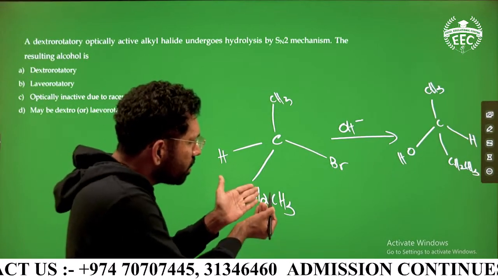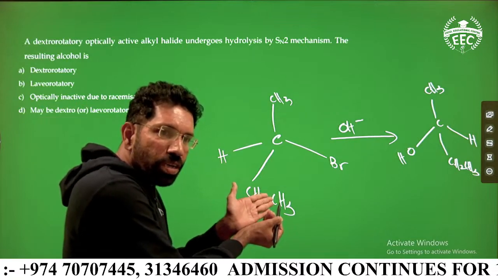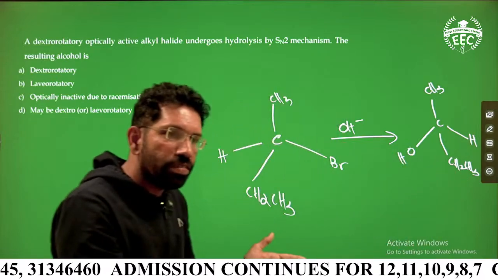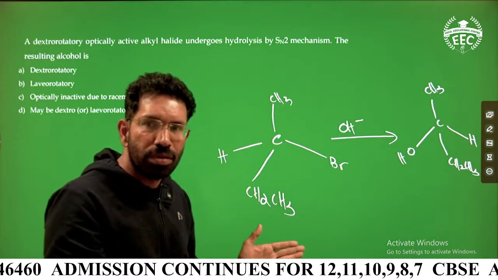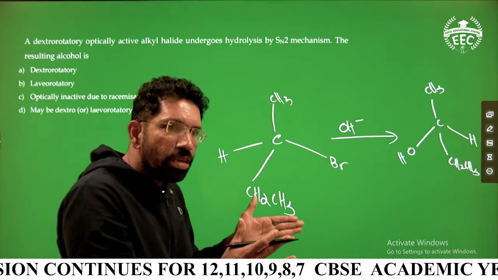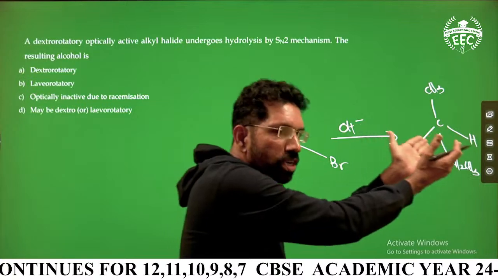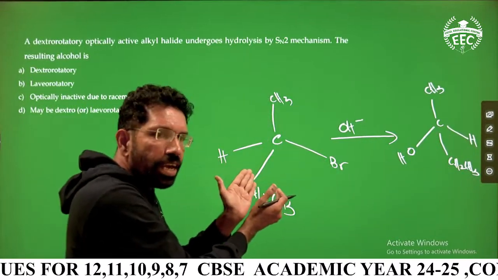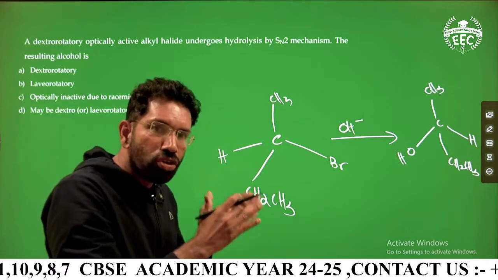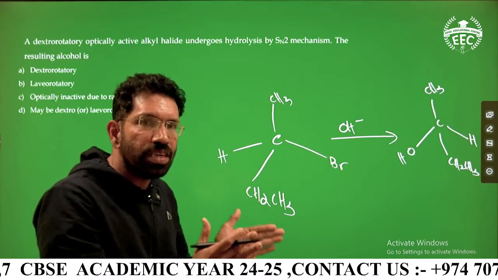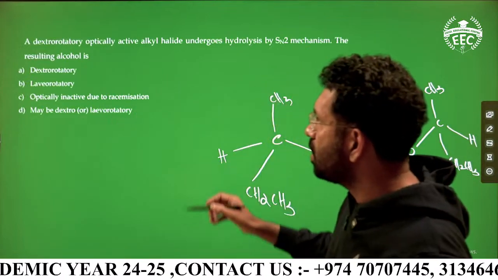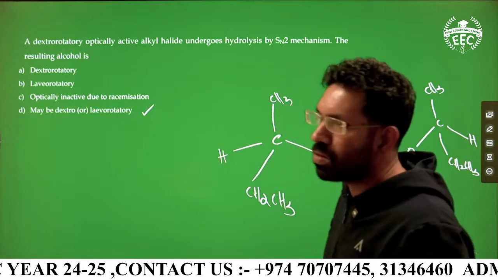Suppose this is dextrorotatory, this is inversion. The product is just like a mirror image, just like an inverted product, no doubt. But you can see dextrorotatory can become a dextrorotatory product, and dextrorotatory can become a levorotatory product. There is no relation between inversion of configuration and specific rotation. So our answer will be that the product can be maybe dextro or levorotatory.